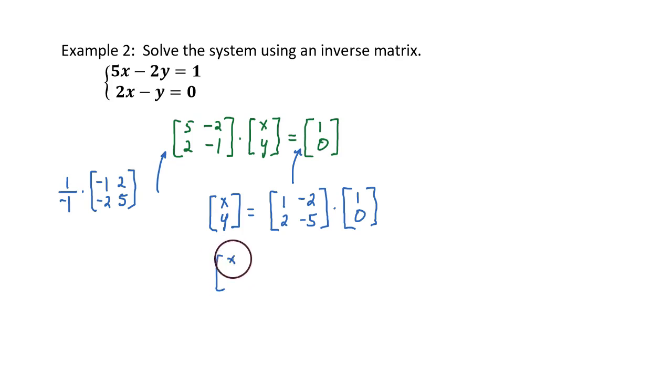So here's what we're going to get for an answer when we do the multiplication. First of all, it'll be a 2 by 1. And to get this top number, 1 times 1 is 1, -2 times 0 is 0, and so it's 1. Now let's get the bottom number. 2 times 1 is 2, -5 times 0 is 0, and so it's 2. We have the answer 1, 2.